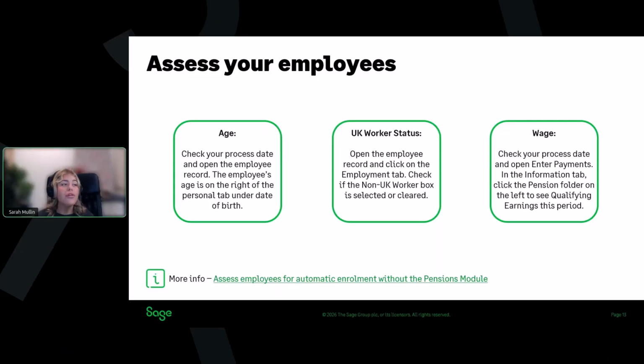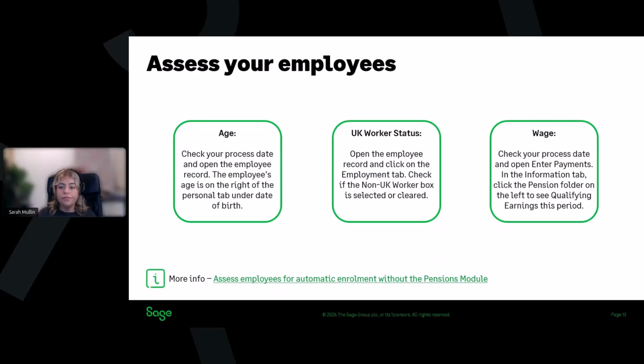And then you've got the wage. So best thing to do here is go into enter payments. And under the information tab, you'll find a folder called pensions. In there, you'll be able to see the employee's qualifying earnings for that current period, which is then going to help you determine their eligibility. Now, based on these checks that you perform, employees are going to fall into one of those three worker categories that we mentioned earlier.